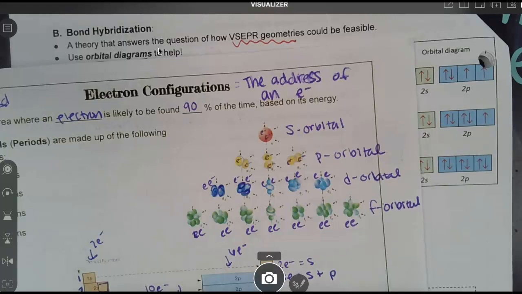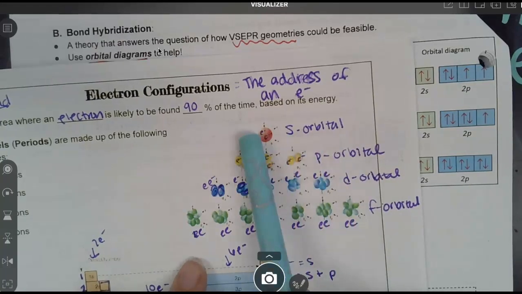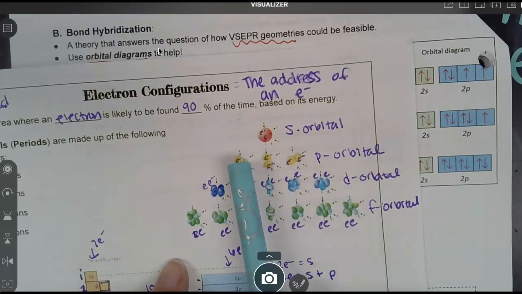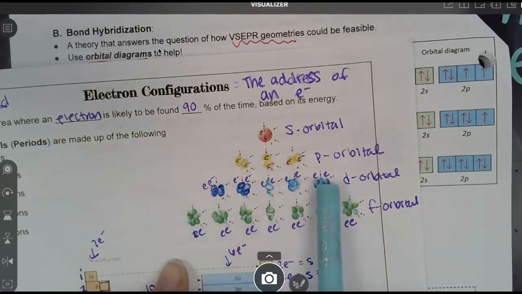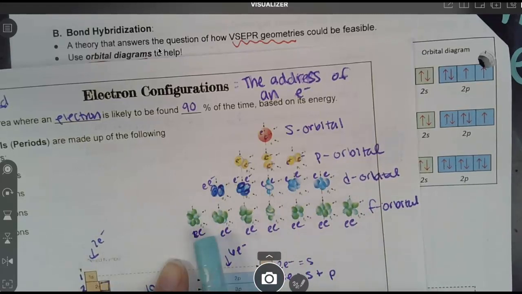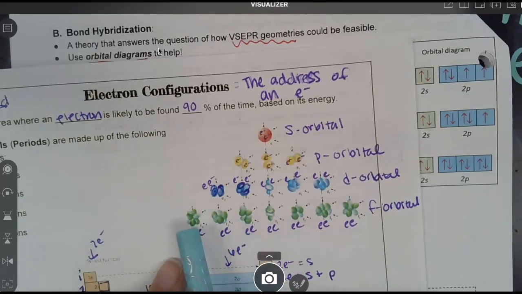So there's these crazy shapes, clouds, right, or orbitals where the electrons live, and then we place 2 electrons in all of them. So in the end, the s orbital can hold 2 electrons, the p orbital can hold 2, 4, 6 electrons, the d orbital holds 2, 4, 6, 8, 10 electrons, and then the f orbital holds 2, 4, 6, 8, 10, 12, 14 electrons.